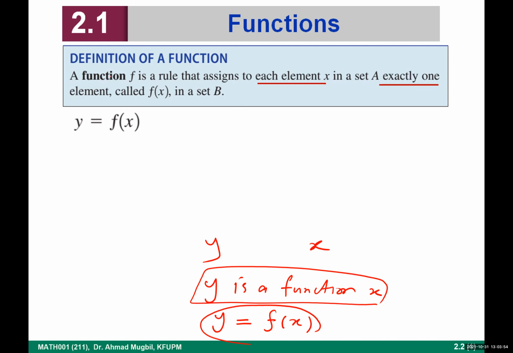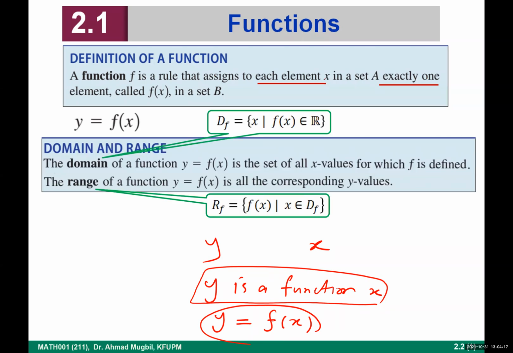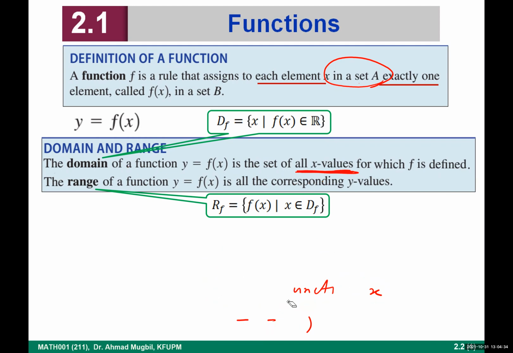So the function is a rule that assigns to each x exactly one y. You can think about it simply like this: for each x, there is only one y. This is when we talk about y as a function of x. In general, for each input, there is only one output. And all the possible x values are called the domain, and all the corresponding resulting y values are called the range. The y values are the range, the x values are the domain.